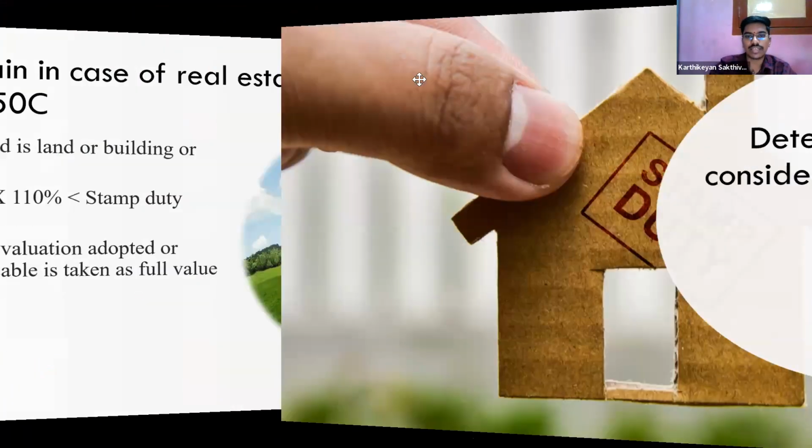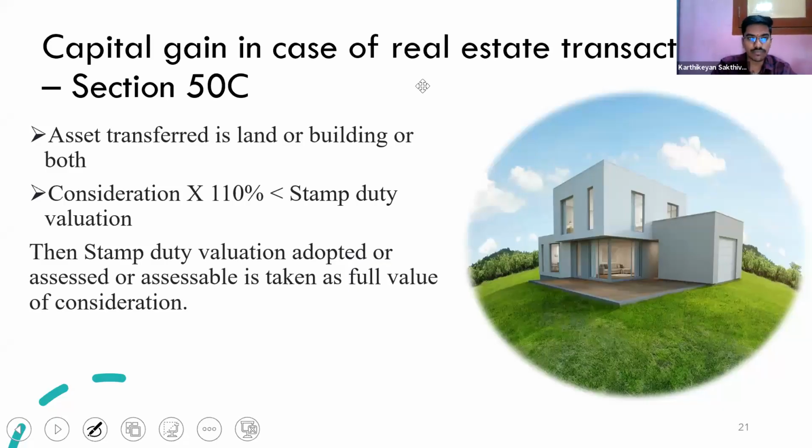Next is determination of consideration in certain cases. So capital gains in case of a real estate transaction, section 50C. If the asset transferred is a land or building or both, what you should do is you should take the consideration and multiply it with 110%, right? So if after multiplying it with 110%, if your stamp duty valuation is higher, you should consider stamp duty valuation as the full value of consideration. This is only applicable for real estate transaction, means if the asset transferred is land or building or both, only in such case section 50C will be applicable.